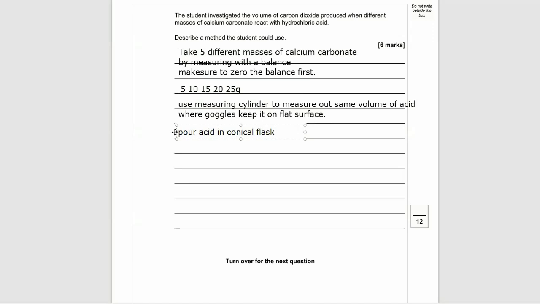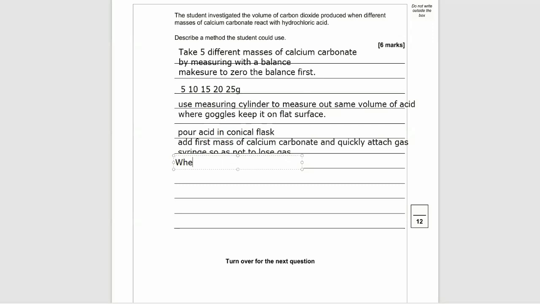flask. Okay. Conical flasks are better than beakers because when the acid spits or bubbles, it's less likely to come out and be dangerous. Then add the calcium carbonate, the solid, quickly and stick the gas syringe in. Now you need to do that quickly so you lose less gas and you get more accurate results. When it has stopped bubbling, you know the reaction's over.